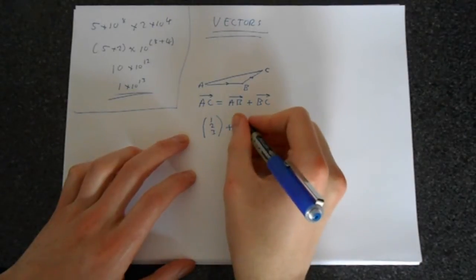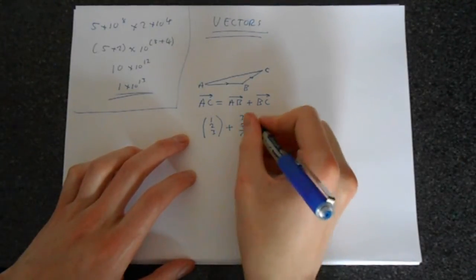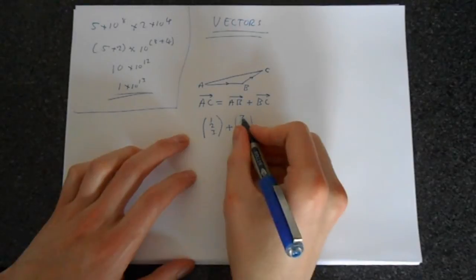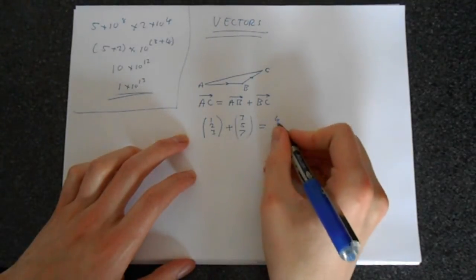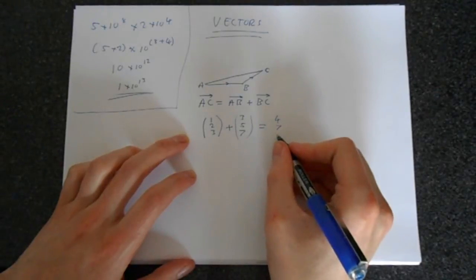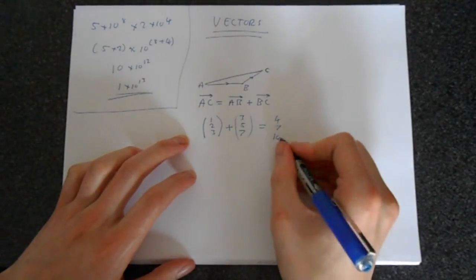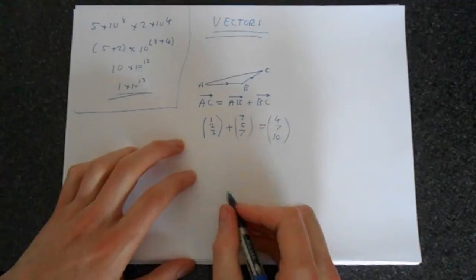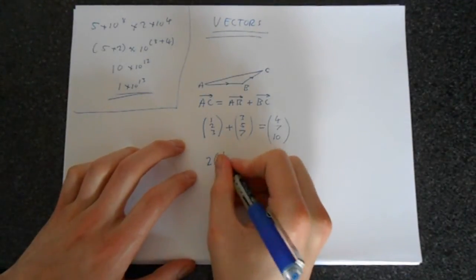Now we could say add 3, 5, 7 to that. Nice and simple. 1 plus 3, that equals 4. 2 plus 5 is 7. And 3 plus 7 is 10. Nice and easy. We can multiply these by numbers.